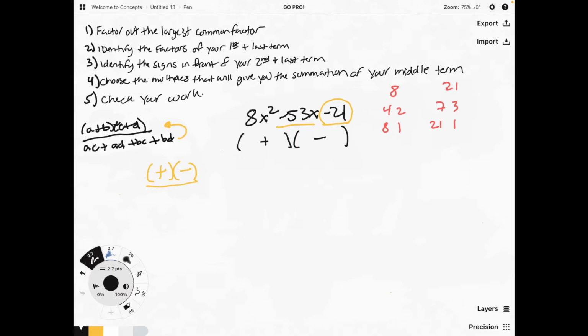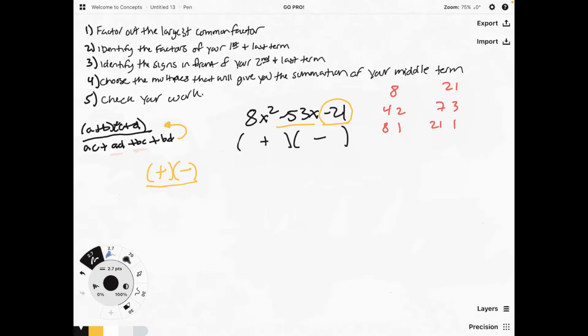And then looking at the minus 53, the sum of AD plus BC, we know that the larger value needs to be towards that negative end to get that value of 53. So now we go to step 4. Choose the multiples that will give you the summation of your middle term. So we look and we see that we have different options here. Obviously, we know that we're going to get 8 if we choose 4 and 2, and we know that we're going to get 21 if we choose 7 and 3.